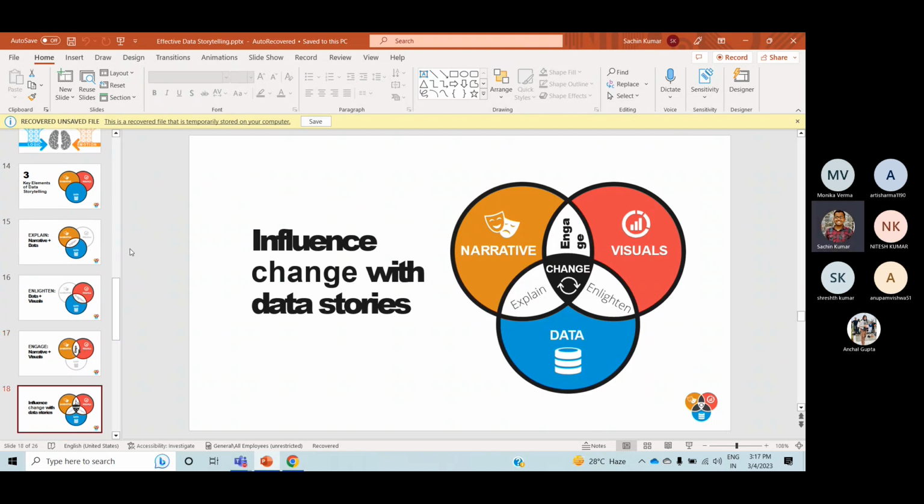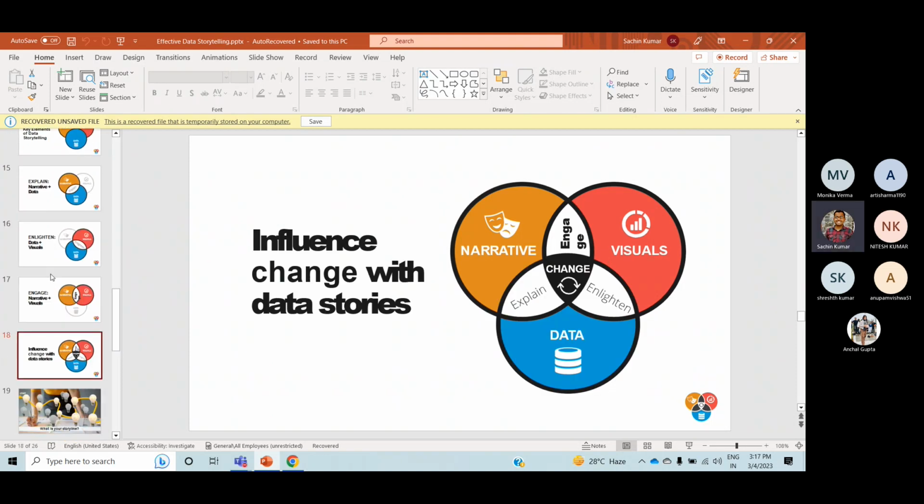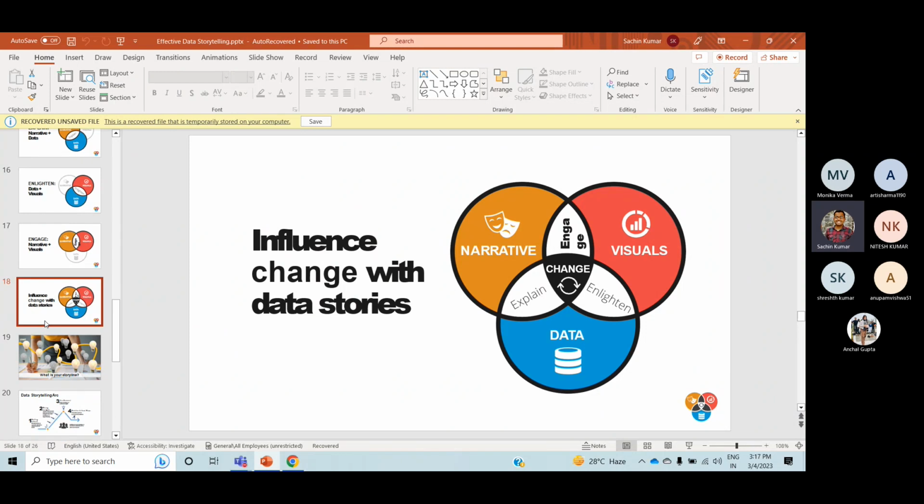And basically, you influence change with the data story. By visual representation, you influence change with the story, and it communicates the story clearly and memorably. This can be charts, graphs, diagrams, etc. Data storytelling can be used in lots of domains.